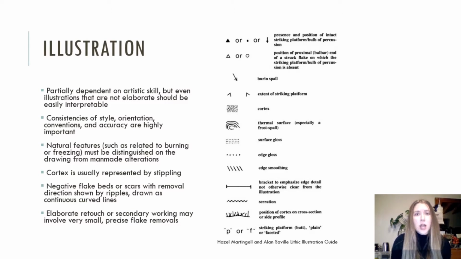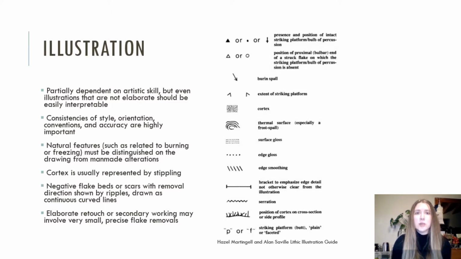There are also a lot of specific conventions to follow, such as orientation and symbolism used to define features. For example, artifacts are typically oriented with the proximal end, or where the butt is located, down. This may vary based on artifact type, so it's really important to check the conventions for specific artifacts, as they do sometimes vary.